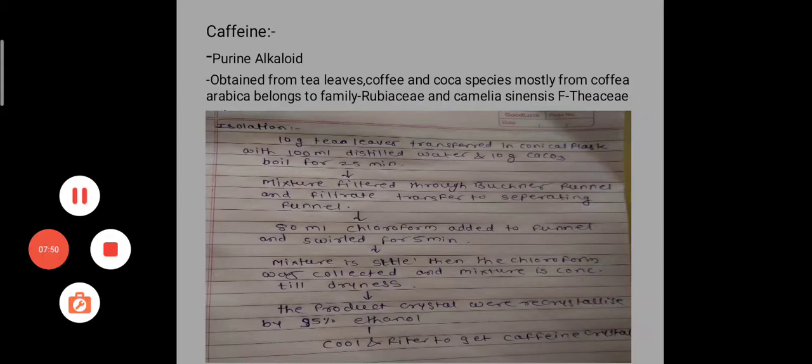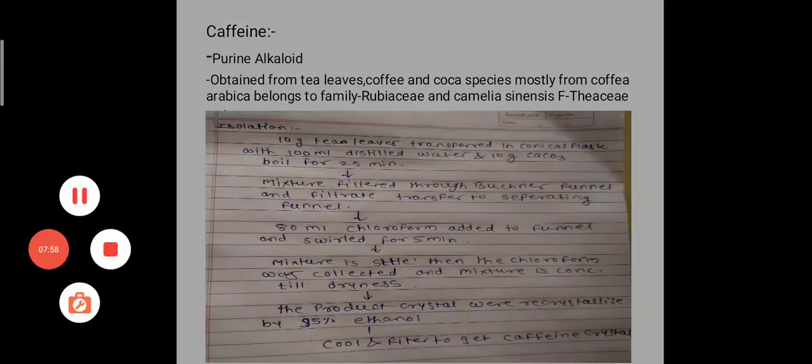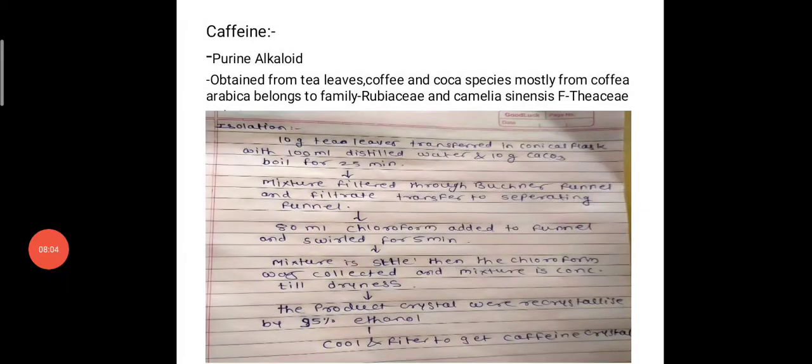After filtration through the Buchner funnel, the filtrate obtained is transferred to a separating funnel. To this, add 80 ml chloroform and shake for 5 minutes. Then the mixture is settled, the chloroform is collected, and the mixture is concentrated till dryness.